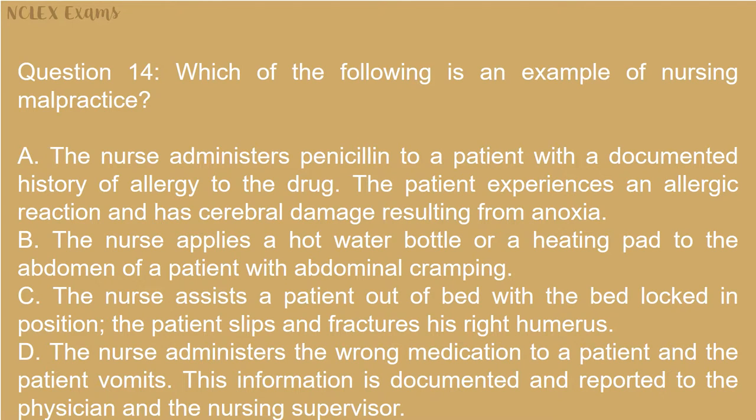Question 14. Which of the following is an example of nursing malpractice? A. The nurse administers penicillin to a patient with a documented history of allergy to the drug. The patient experiences an allergic reaction and has cerebral damage resulting from anoxia. B. The nurse supplies a hot water bottle or a heating pad to the abdomen of a patient with abdominal cramping. C. The nurse assists a patient out of bed with the bed locked in position, the patient slips and fractures his right humerus. D. The nurse administers the wrong medication to a patient and the patient vomits. This information is documented and reported to the physician and the nursing supervisor.